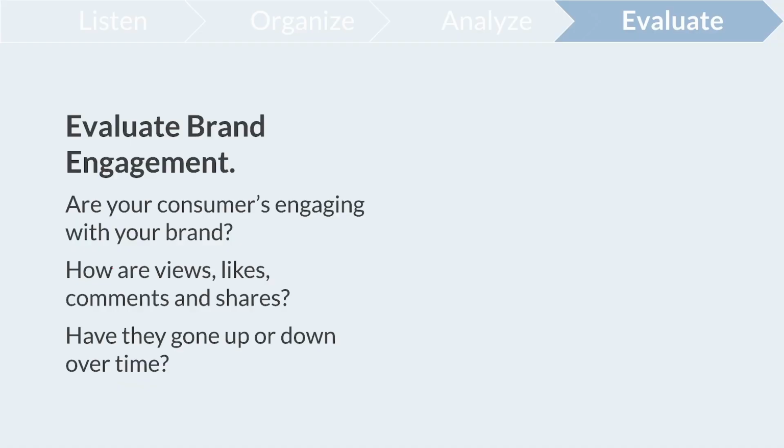Now, finally, we can evaluate the data. As an example, we can evaluate brand engagement. Questions you should ask, hopefully, are your consumers engaging with your brand? Yes or no? Why not? Why yes? Why on certain posts more than others? Why on certain platforms more than others? Is your target market on the platforms you're actually thinking about? Maybe you have to adjust your personas. Maybe you have to adjust your target market here.